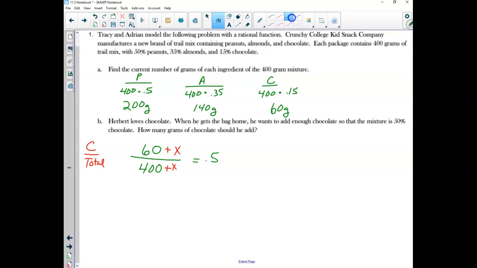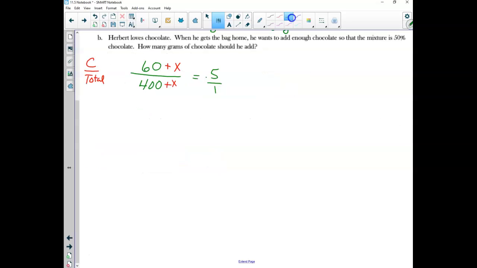So he is diluting the peanuts, he is diluting the almonds, and he is more intensifying his chocolate. So we have a rational function here. We'll just think about this. These are like a proportion. It's a fraction equals a fraction. So what I'm going to do is I'm just going to cross multiply this bugger.